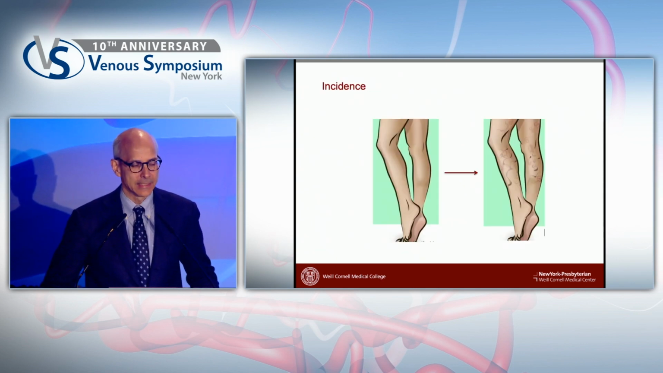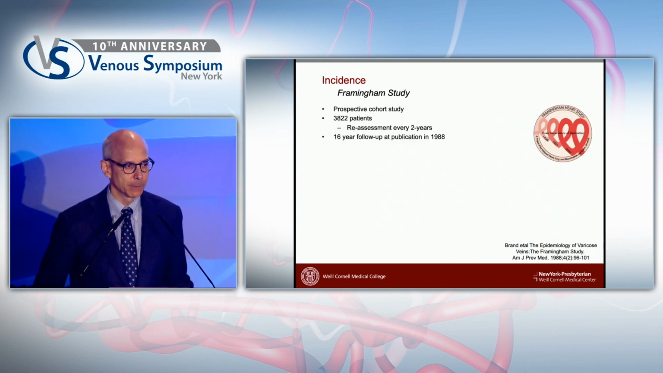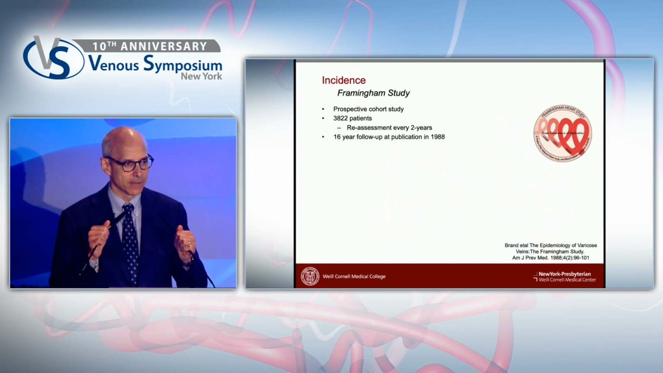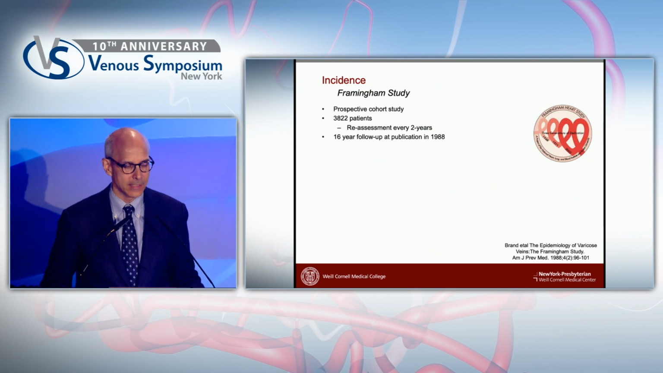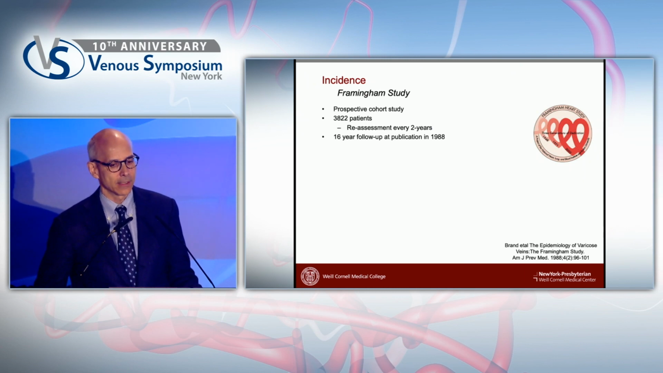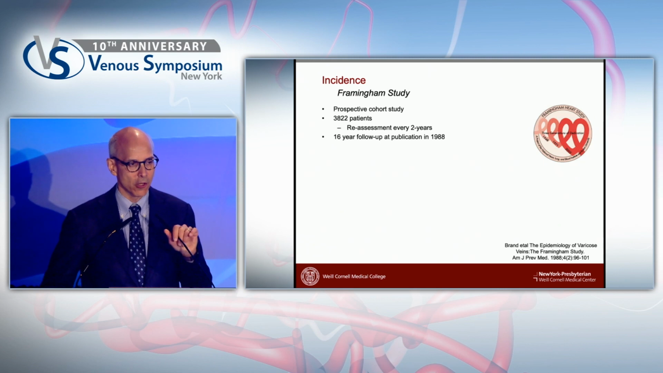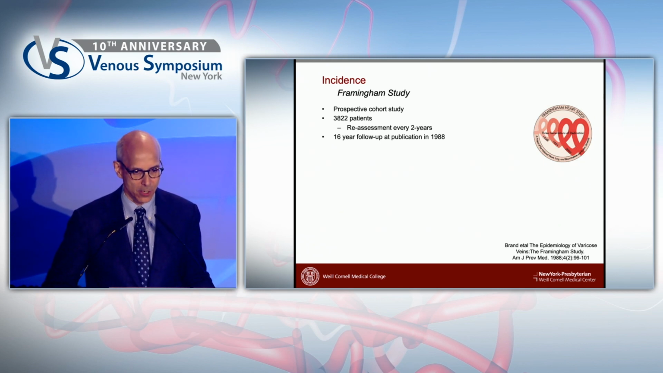So what is the incidence of venous disease in patients who are previously normal? Well, we begin our understanding of this to some extent with the granddaddy of all the cohort studies, which is the Framingham Heart Study, a prospective study of over 3,800 patients that were reassessed every 2 years with 16-year follow-up at the time of the publication that's at the bottom.